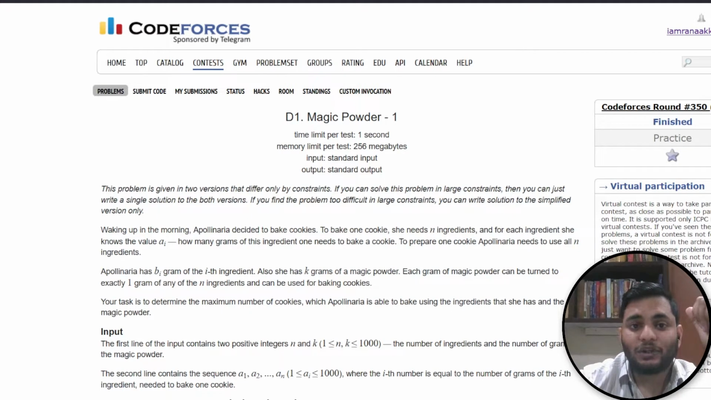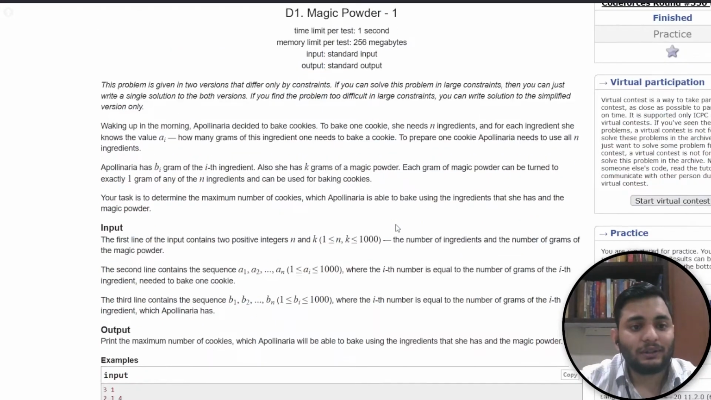Without wasting any time, let's just continue our Striver CP sheet. And the question number two, which is Magic Powder 1, let's move to the question and see what the question says. Problem 2: given two versions that differ only by constraints.